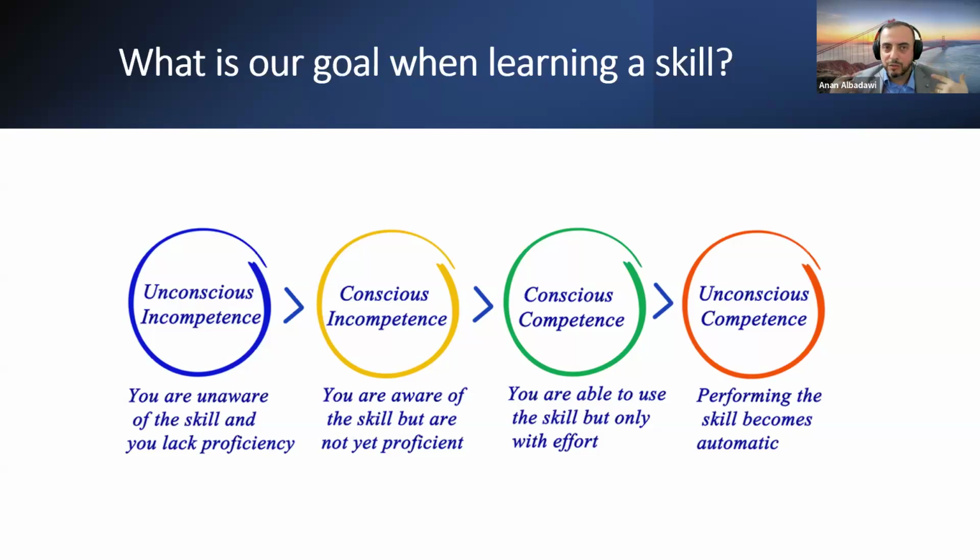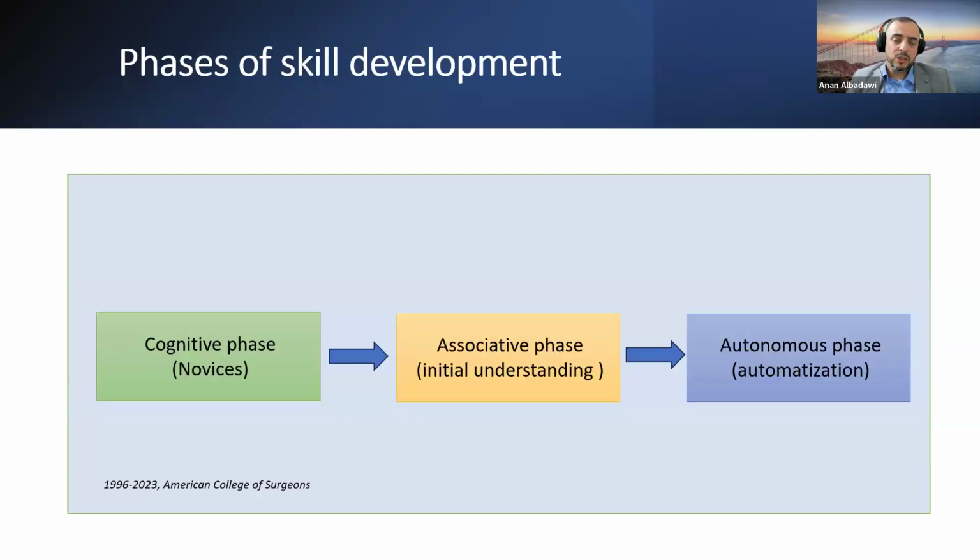The learner doesn't have to think that much when he or she performs the skill. So he will be unconsciously competent. That's what we should actually try to do when we teach our staff any of the skills. So the phases of skills development are three.